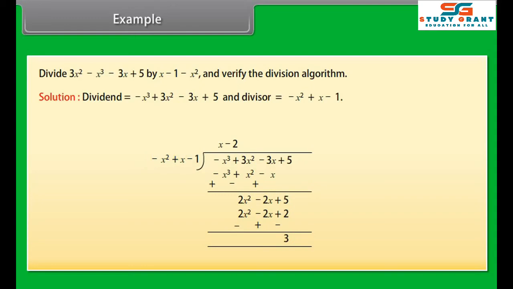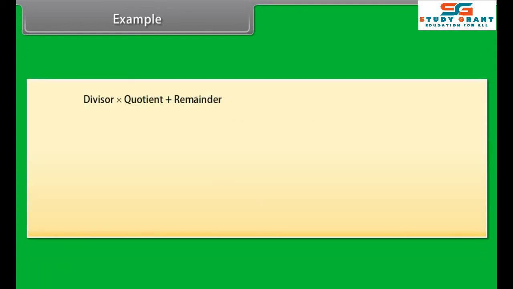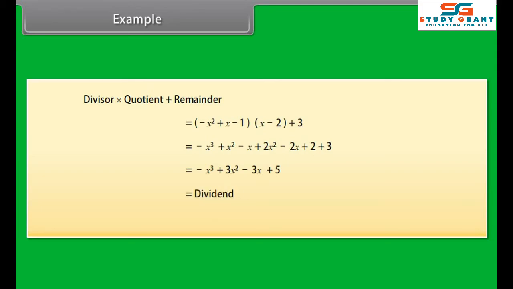Example: divide 3x square minus x cube minus 3x plus 5 by x minus 1 minus x square and verify the division algorithm. Solution: firstly, we will write both the dividend and divisor in decreasing orders of their degrees. Dividend is minus x cube plus 3x square minus 3x plus 5 and divisor is equal to minus x square plus x minus 1. By dividing we get quotient is equal to x minus 2 and remainder is equal to 3.